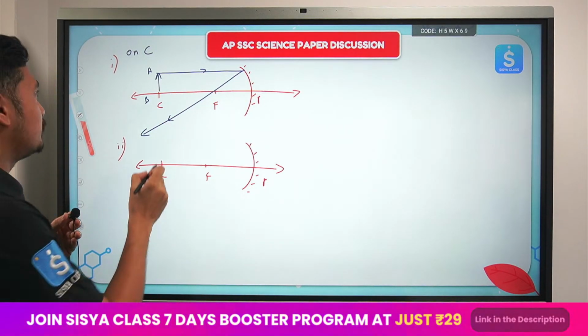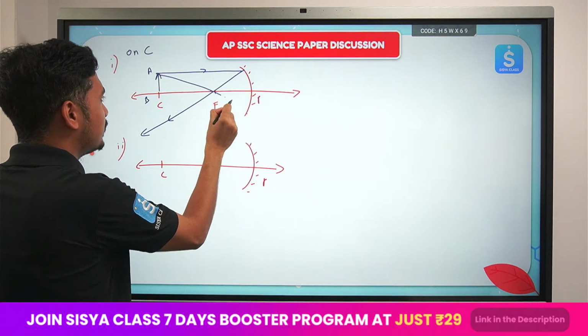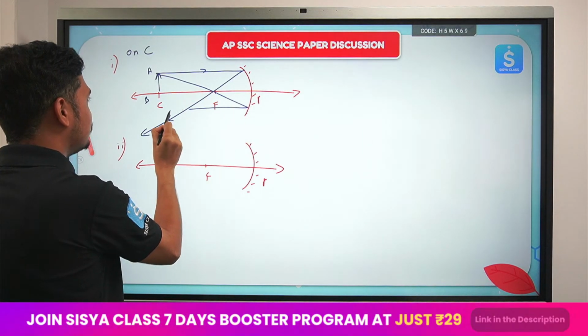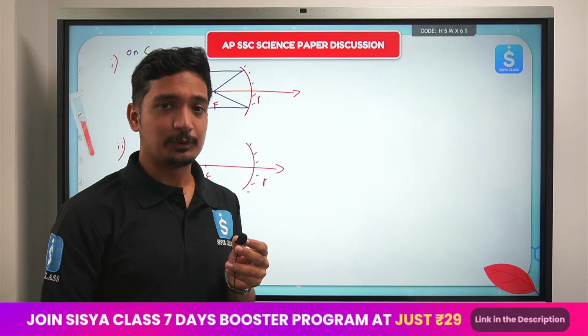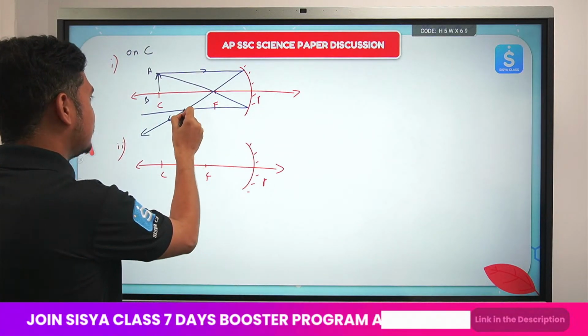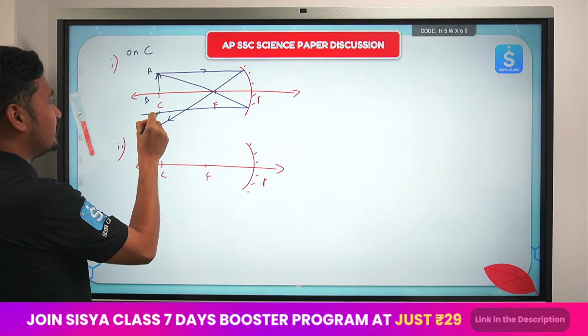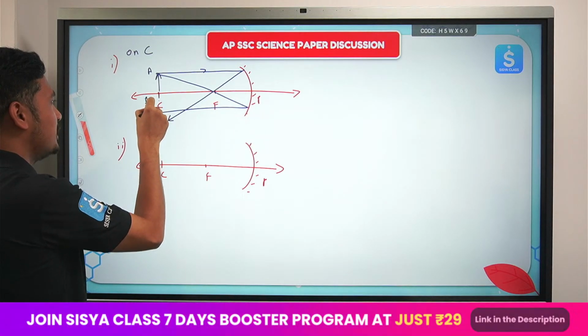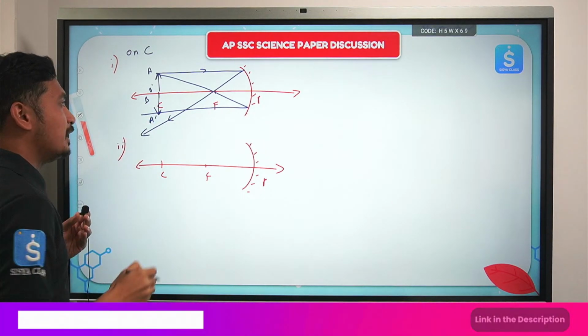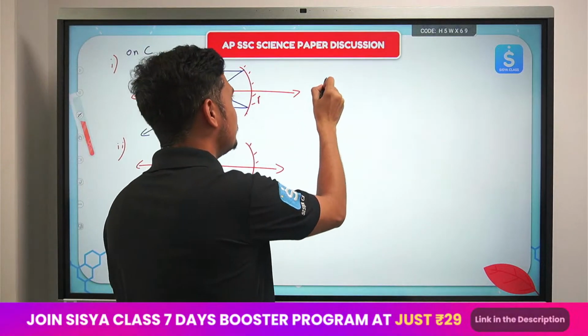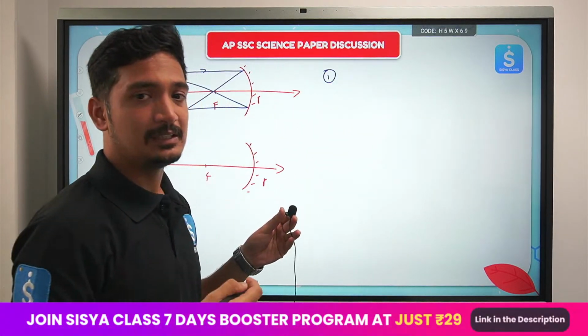Then we'll use rule number 2. Rule number 2 is if it passes through F, after reflection it will go to C. Now because I have not used proper instruments and measurements, I would not get the correct intersection, but ideally your intersection should come over here, your image will fall over here, and you will get A' and B' this way.